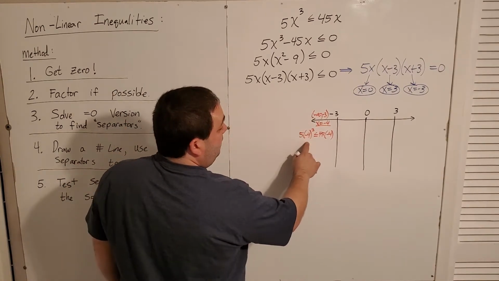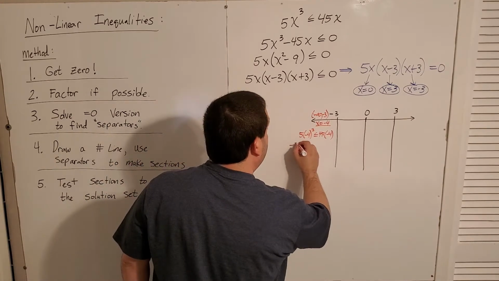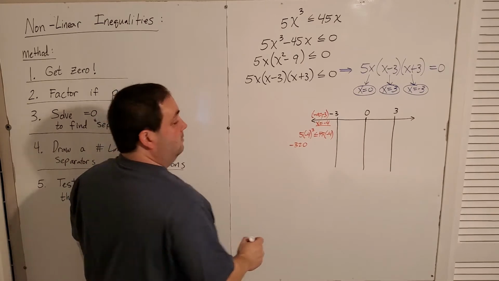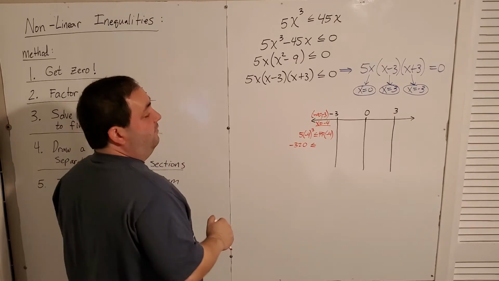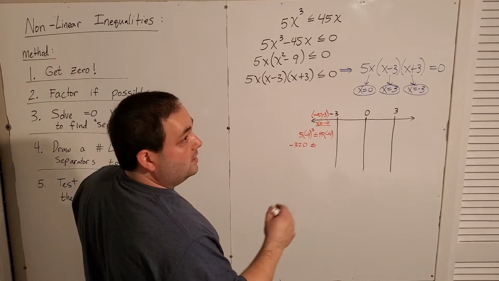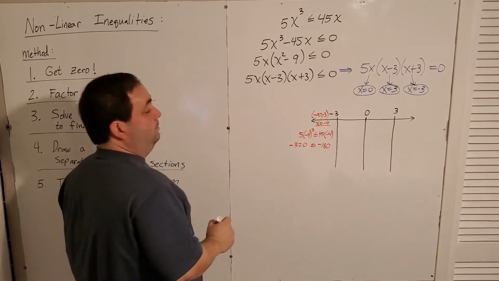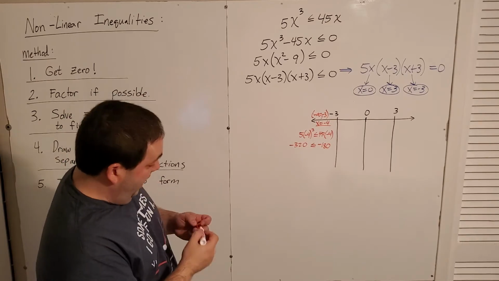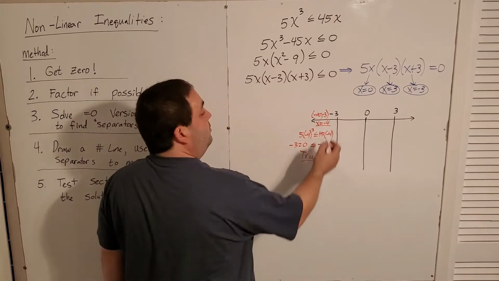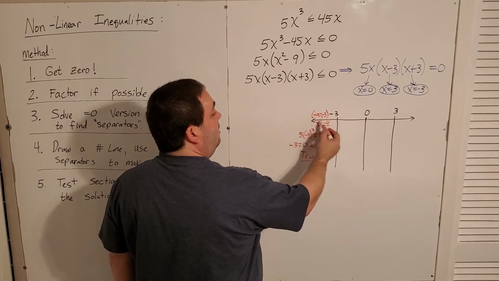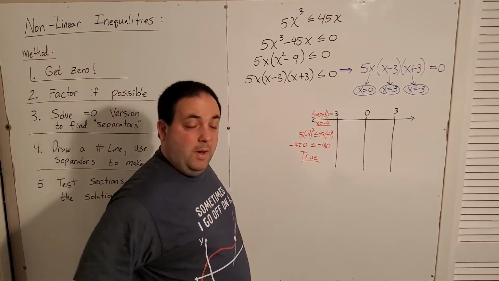Negative 4 cubed is negative 64. Times 5 would be negative 320. Less than or equal to 45 times negative 4, which is going to be, let's see, 160 plus 20 is negative 180. Okay? That happens to be true. Which means this interval right here, negative infinity to negative 3, that whole interval represents a piece of my solution set.